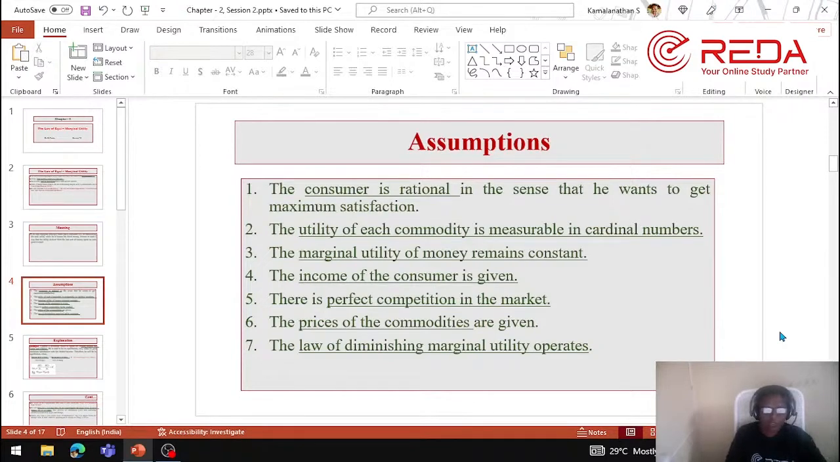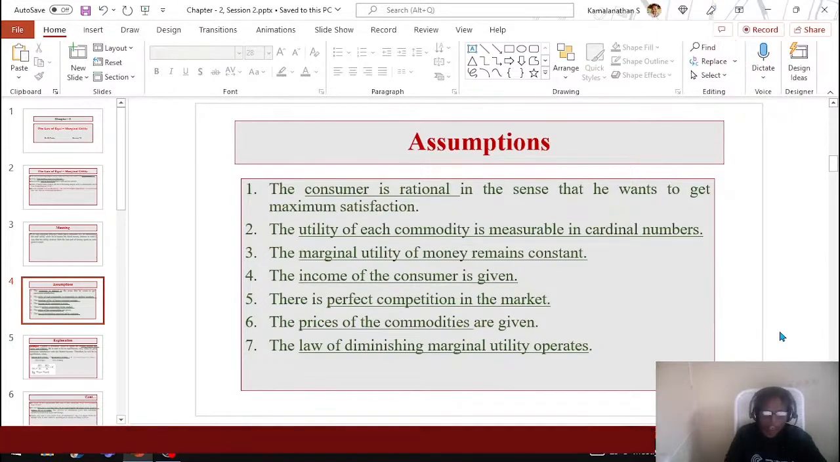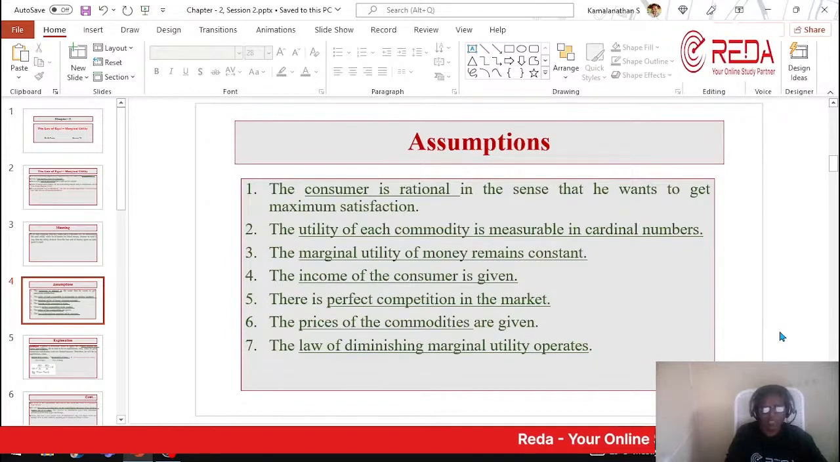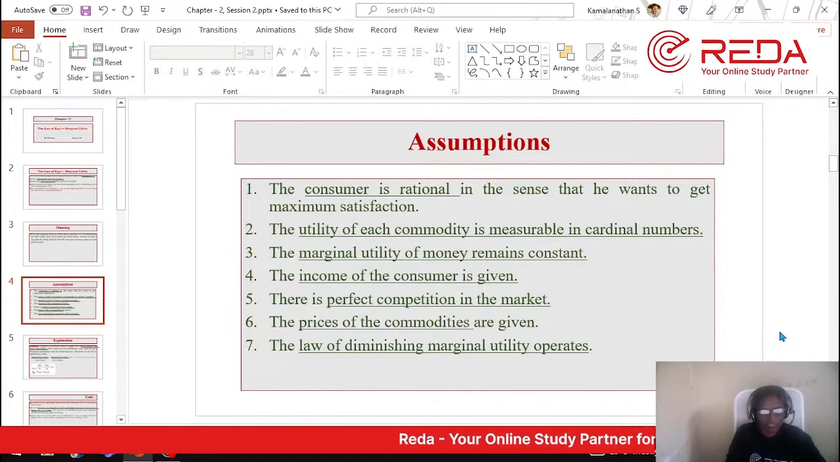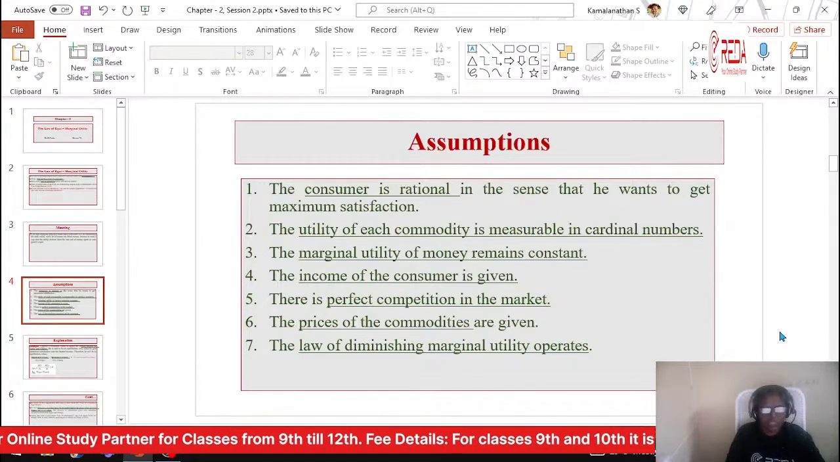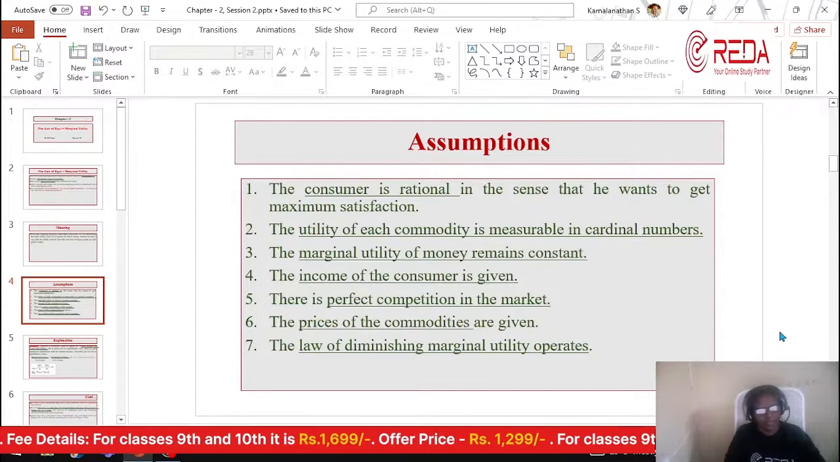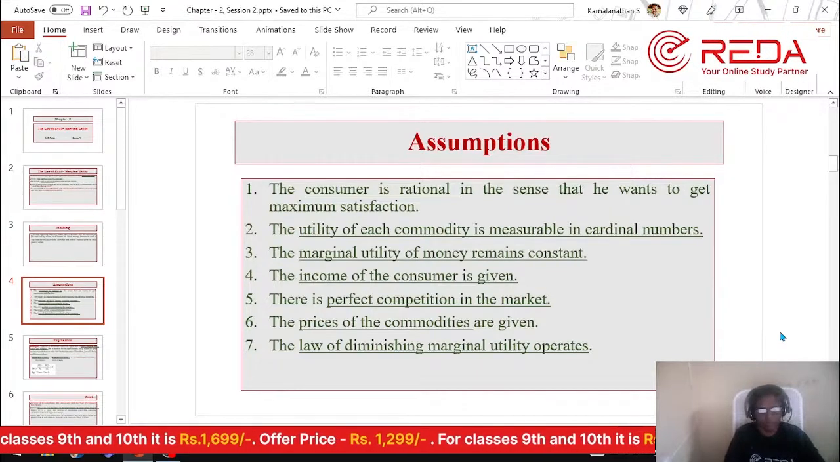Here the marginal utility of money should also remain constant for the consumer when he is purchasing the two commodities. That is, the additional unit of money spent by the consumer. And the income of the consumer is given. Obviously, we need to know how much money the consumer has while consuming the commodities, whether it is X commodity or Y commodity. With the help of the example we'll see. And there is perfect competition in the market.